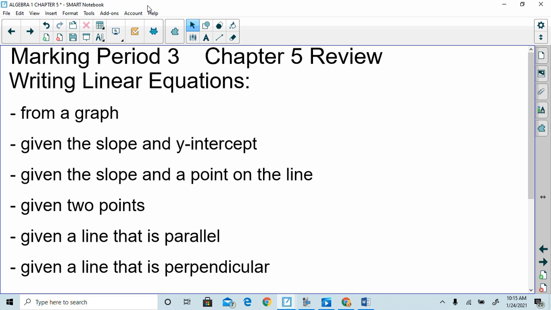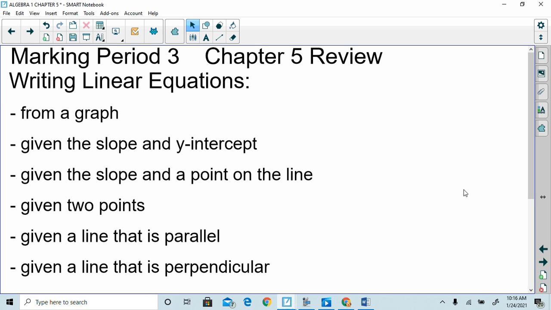Today's class is going to start off with a review. In our previous lessons, we were writing linear equations. We started off by writing them based on a line that was graphed. We were given the slope and intercept. We were given the slope and a point on the line. We were given 2 points on a line. And we talked a little bit, I believe, about parallel and perpendicular lines.